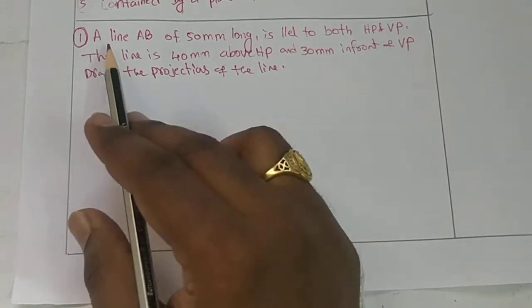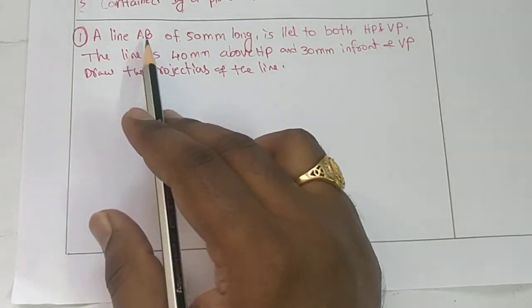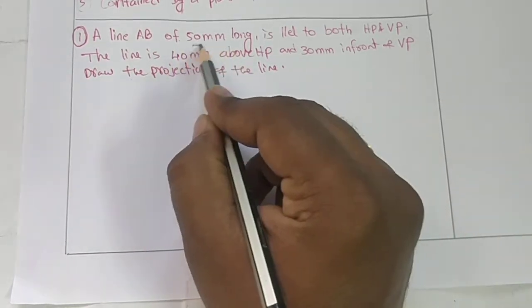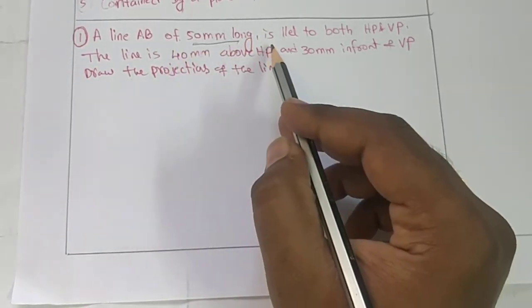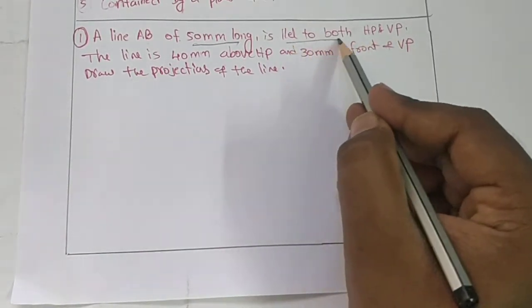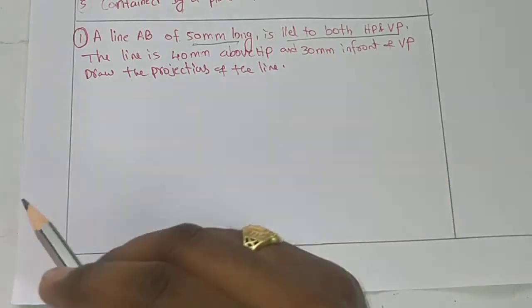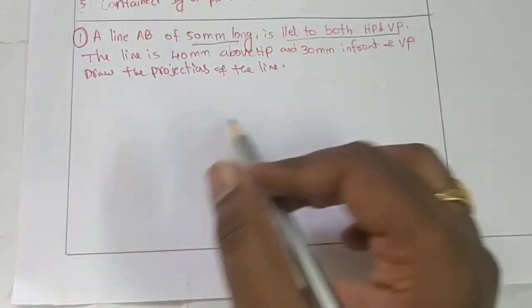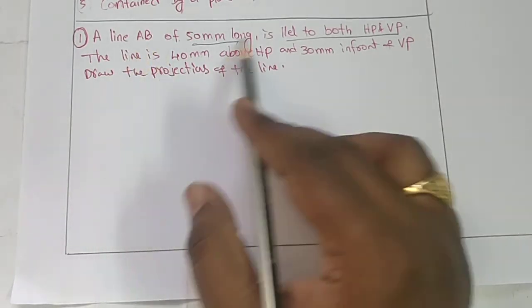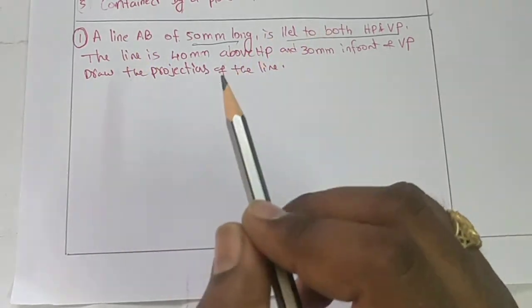Here the problem given is that a line AB, 50 mm long, is parallel to both the HP and VP. Here they directly gave the condition, that it is parallel to both HP and VP. Based on the question, we have to identify the condition of the object. It is parallel to both HP and VP.